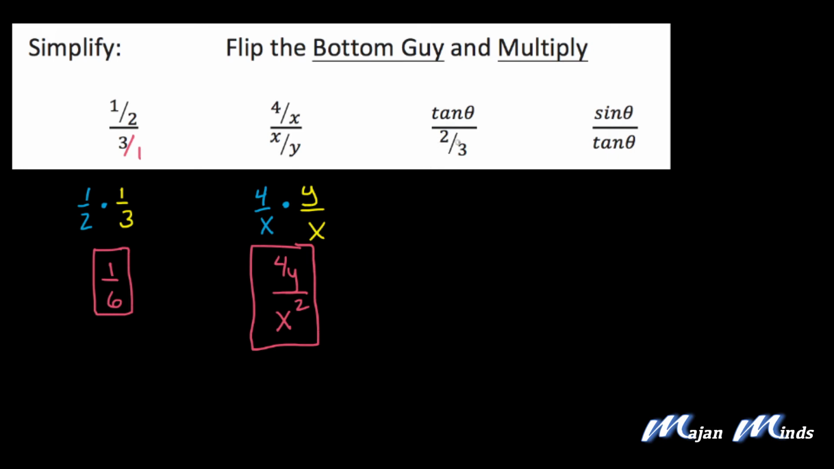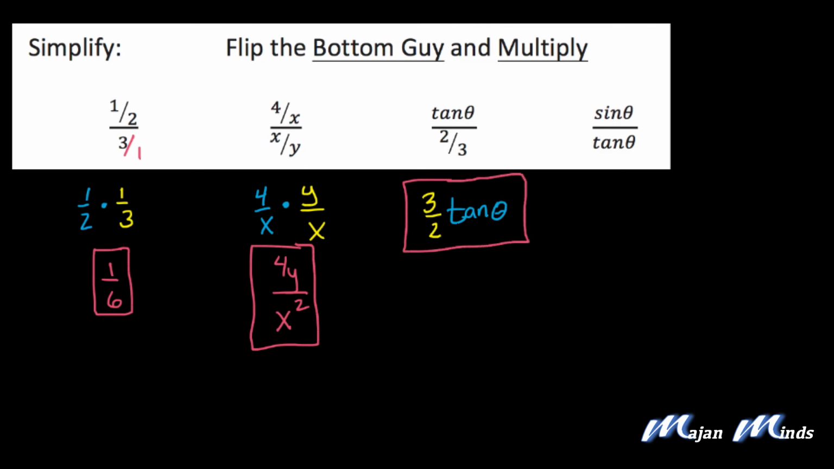Here's another one. This time I'm going to flip the bottom guy and, well, actually, let's write down tangent first. I'm going to flip the bottom guy. This time I'm going to write the bottom one flipped in the front. So 3/2 is going to be written out here. I flipped 2/3 to 3/2. So one of your answers could be this. That could be a simplified answer.